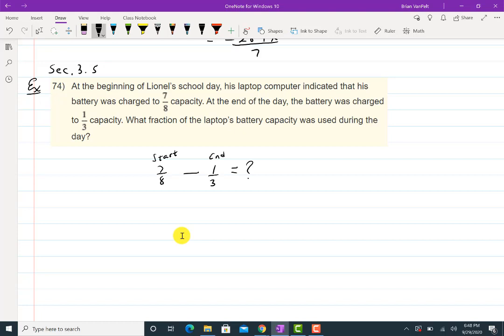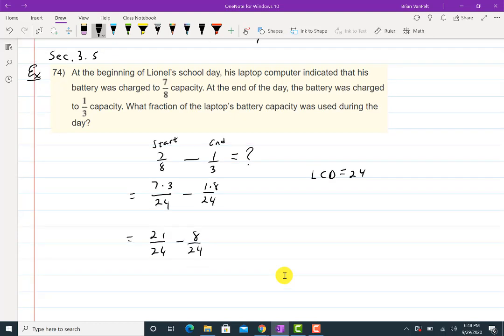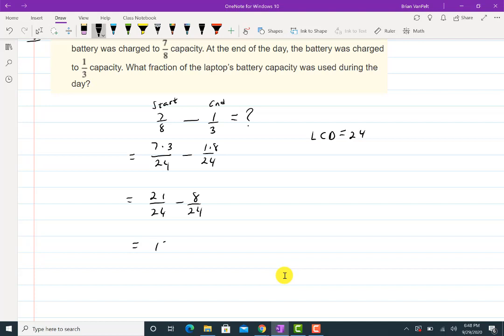So I need an LCD. Once again, I'll let you figure that out. So I'm going to rewrite both of these fractions over 24. Well, 8 times 3 is 24, so I had to multiply the 7 by 3. Similarly, 3 times 8 is 24, so I have to multiply the 1 by 8. And we get 21 over 24 minus 8 over 24. And that equals 13 over 24. So that's how much battery he used in the day.